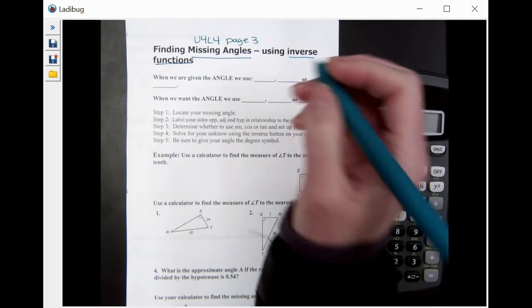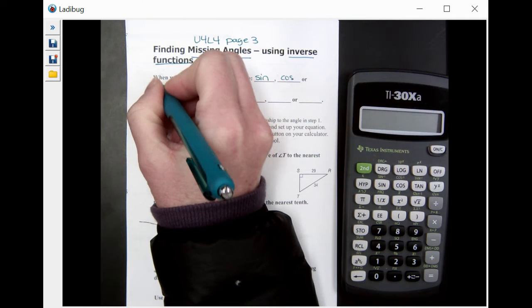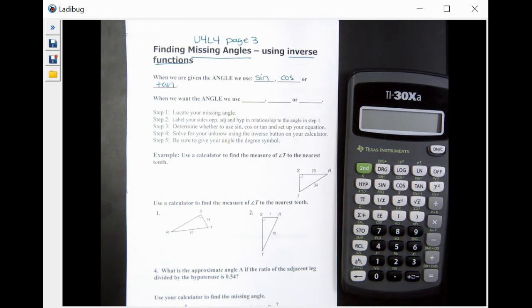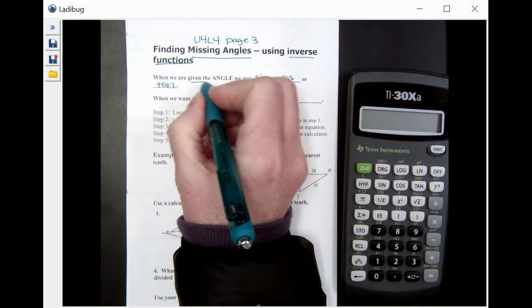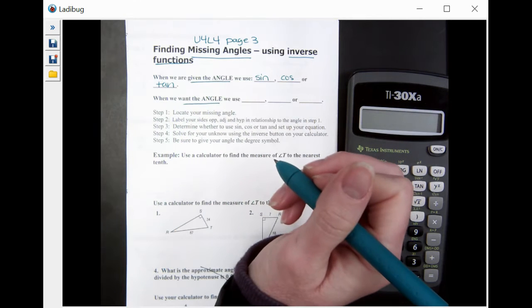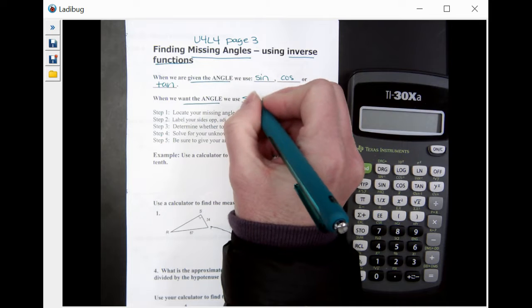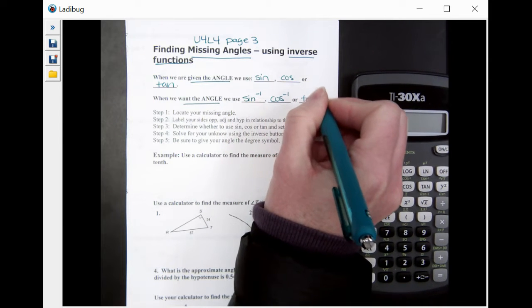So previously, we used sine, cosine, and tangent functions to find missing sides, and we were given the angle measure. But when the angle is what we don't know, we're going to use sine inverse, cosine inverse, and tangent inverse.